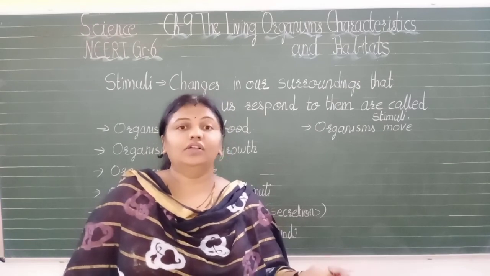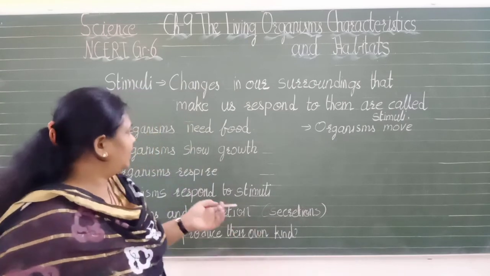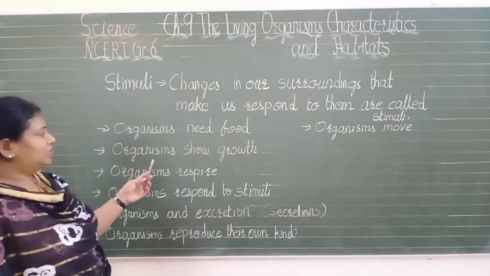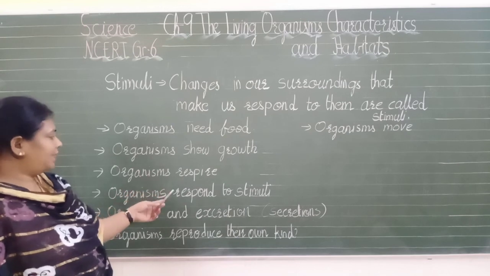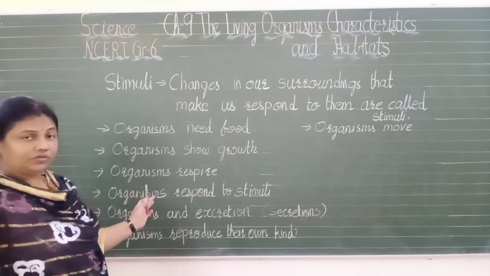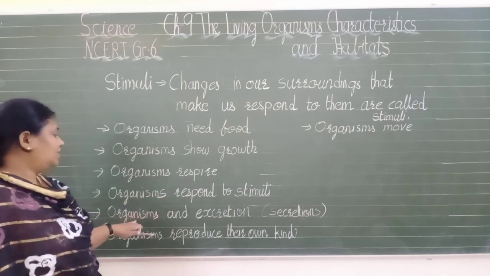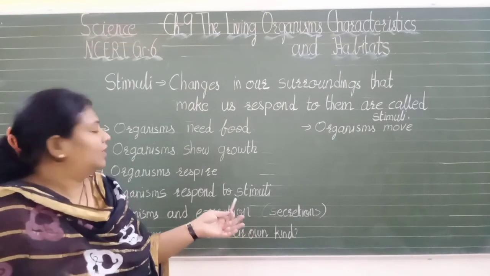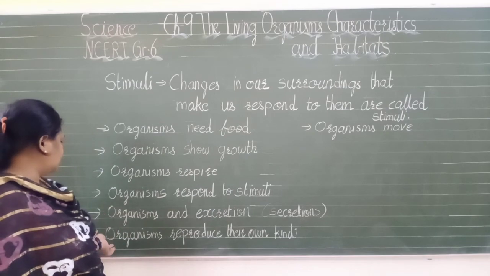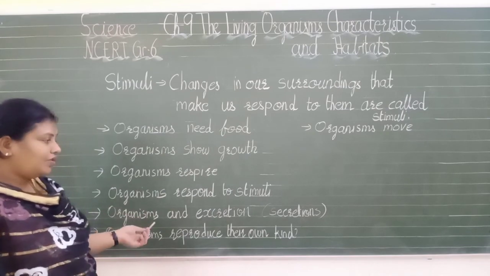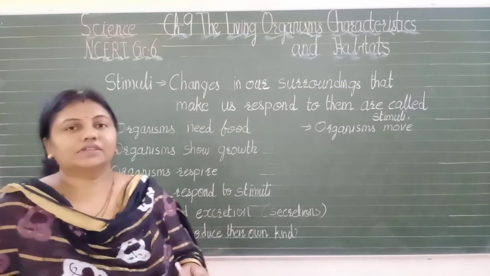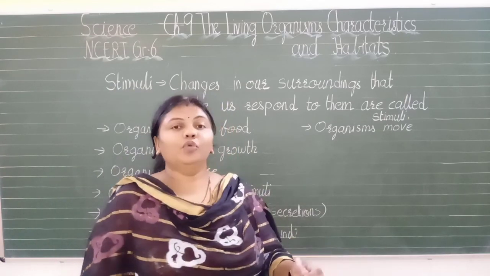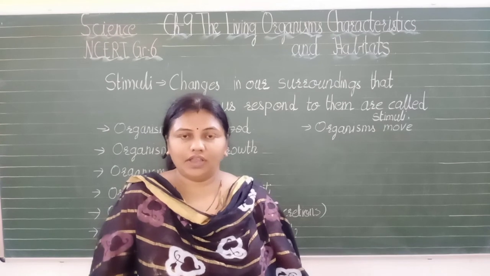So these are certain characteristics: it requires food, it shows growth, it respires, it responds to stimuli, it excretes, and secretion is seen in plants and all animals also. Organisms reproduce their own kind. Yes, even plants also reproduce their own kind. And movement is also found in organisms.